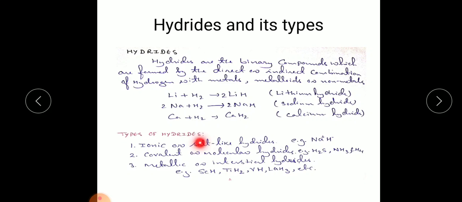Next, the types of hydrides. We have basically 3 types of hydrides. One is ionic or salt-like hydrides. Example, sodium hydride, where we have positive and negative ions. Number two, covalent or molecular hydrides. Example, H2S, NH3, CH4. All these are covalent hydrides, or molecular hydrides, since they are formed by covalent bonds. And the third one is metallic or interstitial hydrides. Example, scandium hydride, titanium hydride, vanadium hydride, lanthanum hydride. So these are the three types of hydrides.